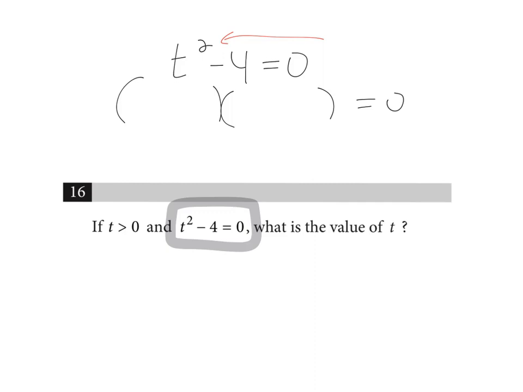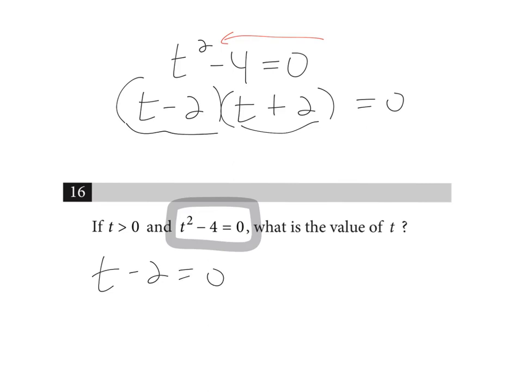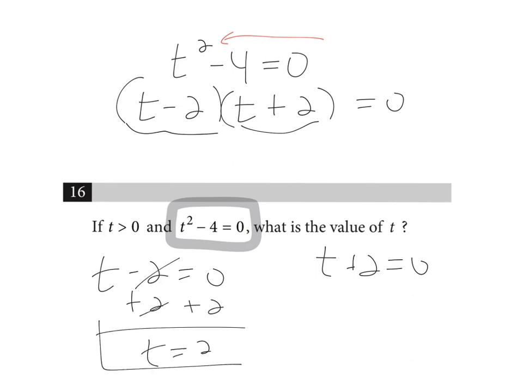Here, t squared minus 4 factors by the difference of perfect squares as t minus 2 times t plus 2. Now, the way you solve a quadratic equation is you take each of the factors, in this case t minus 2 and t plus 2, you set them each equal to 0 and you solve. So here, one solution is t equals positive 2, and one solution is t equals negative 2.